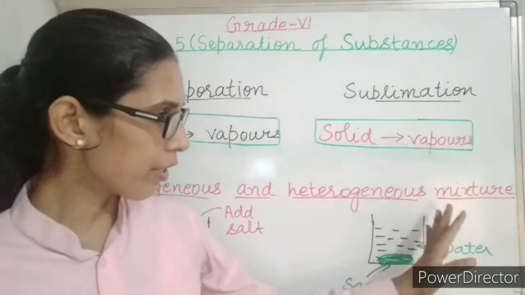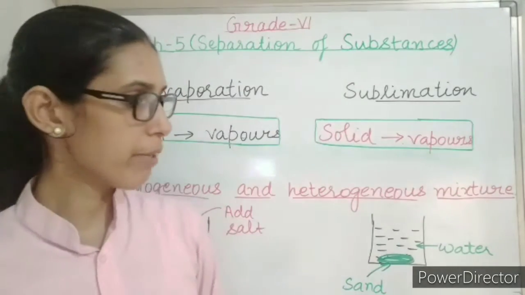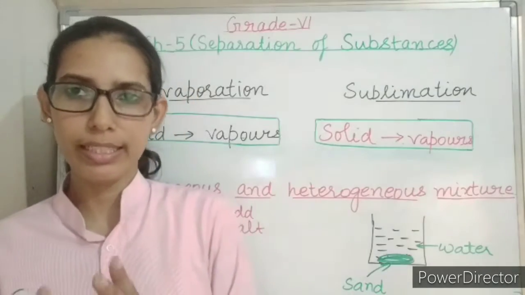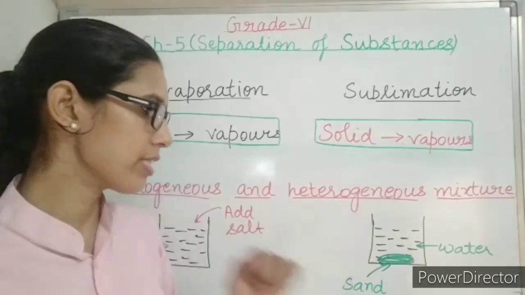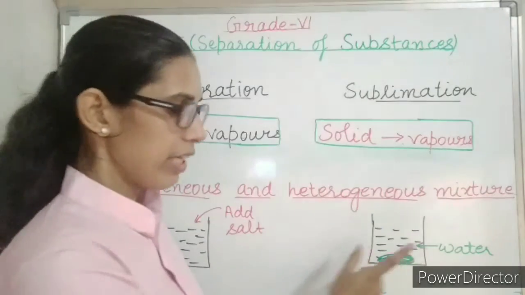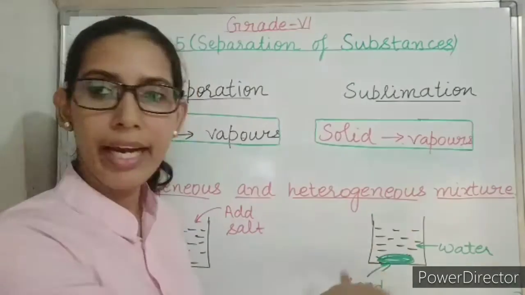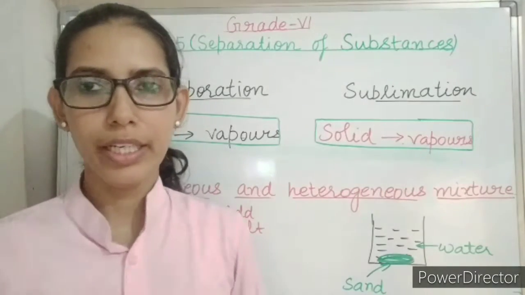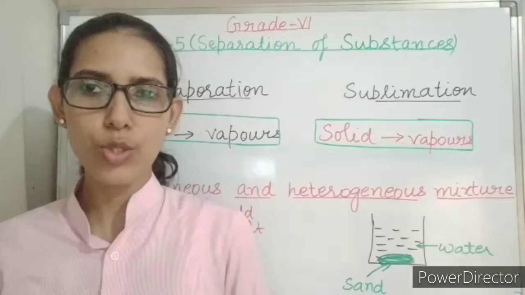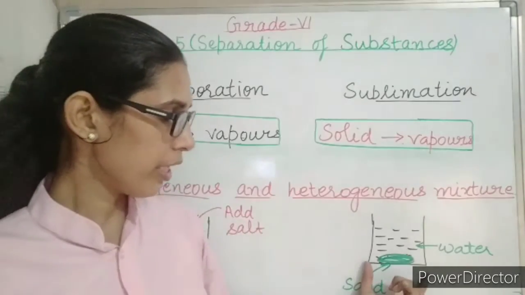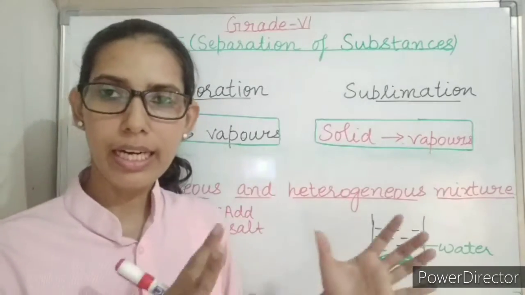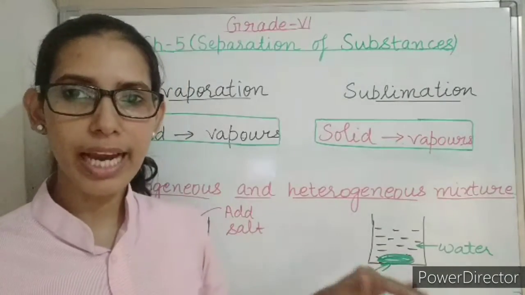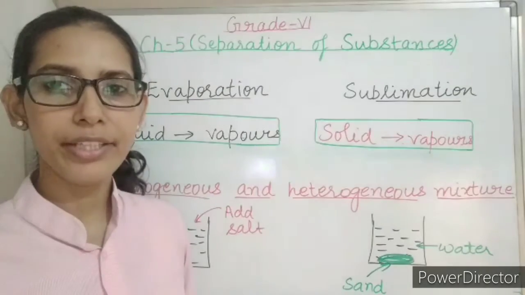But in a heterogeneous mixture, the composition is not uniform throughout the mixture. Let's try to understand with one example. In this beaker, we have taken water. Add some sand in this. Try to mix it. You will notice the sand is not dissolving. Now, leave this mixture of sand and water undisturbed for some time. You will notice that after some time, the sand has settled at the bottom.